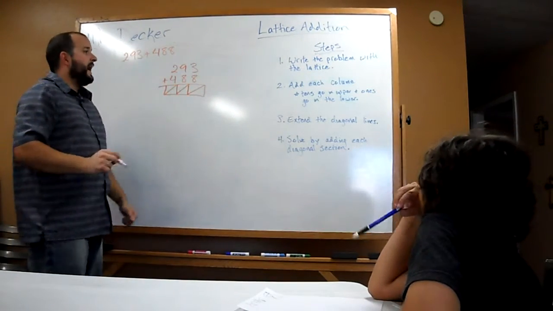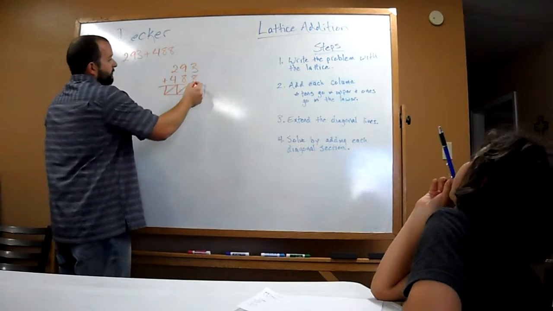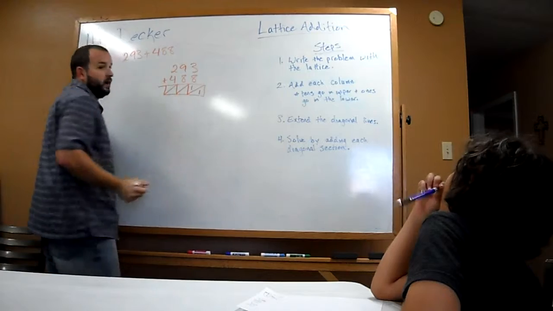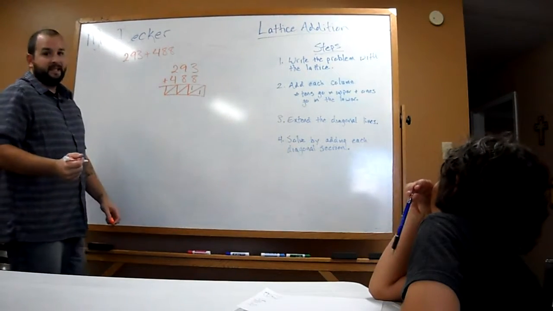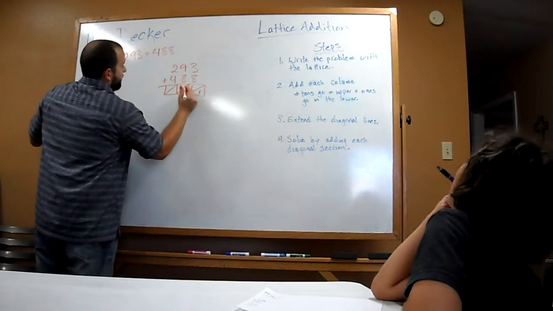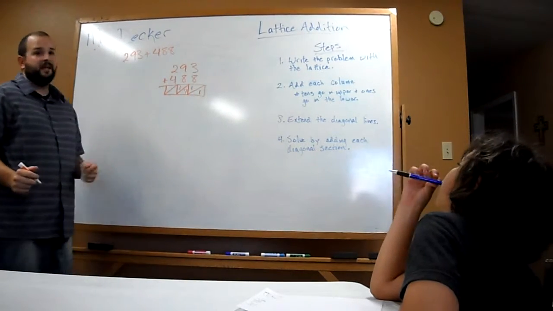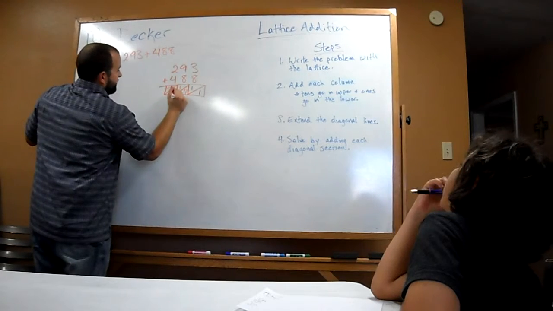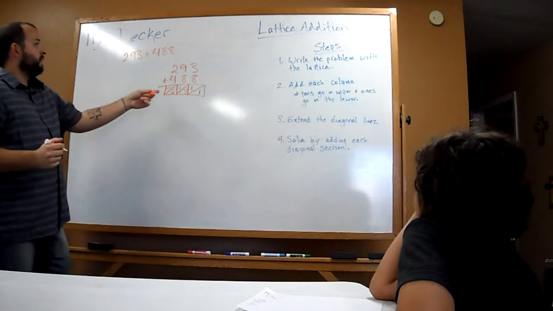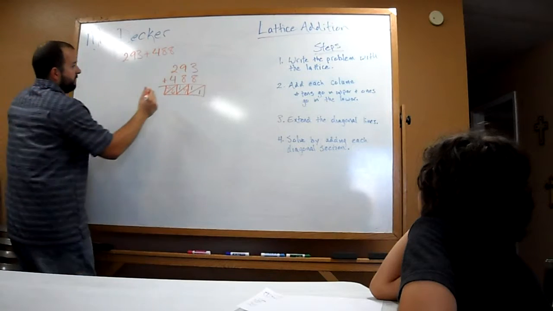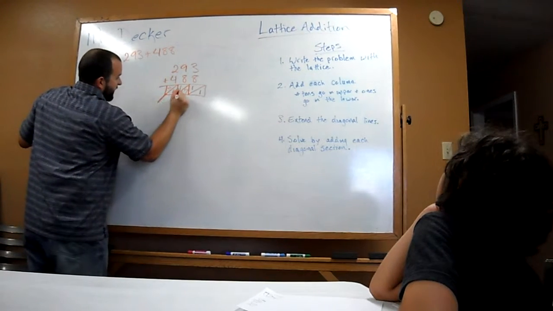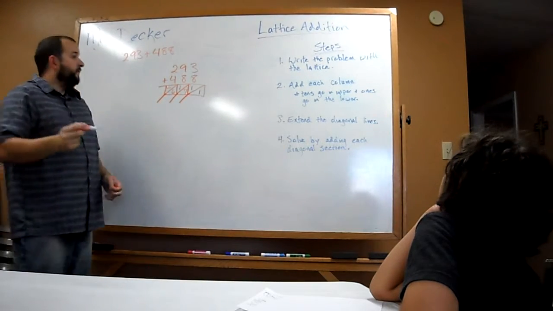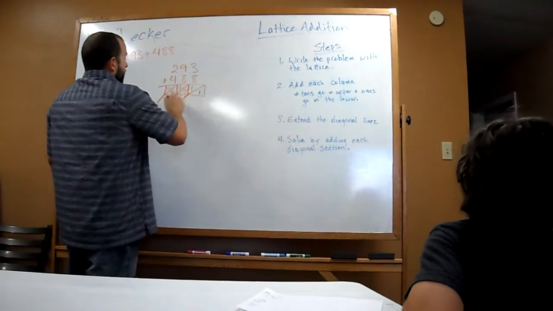Our second step is to add each column. So 3 plus 8 is 11. So we have 1 10 and 1 1. Then 9 plus 8 is 17. We have 1 10, 7 1s. And then finally 2 plus 4 is 6, which we have 0 10s and 6 1s. So we just did our second step. Our third step now is we're just going to extend our diagonal lines just down a little bit more. So our fourth and final now is we're going to add each diagonal row.